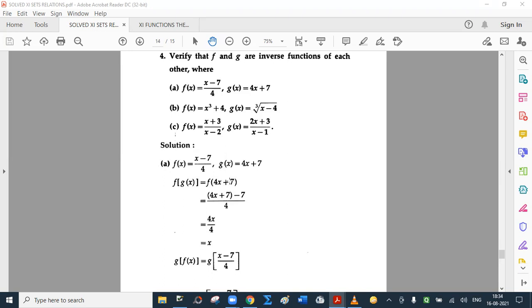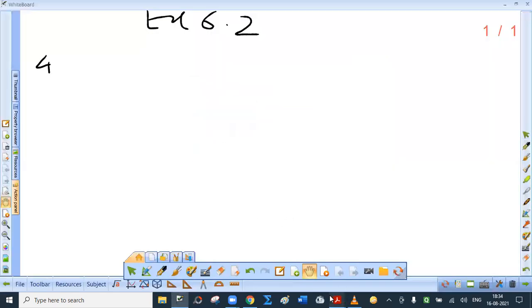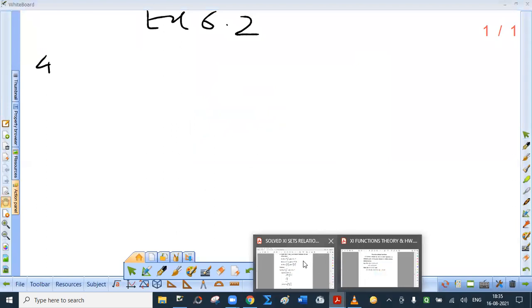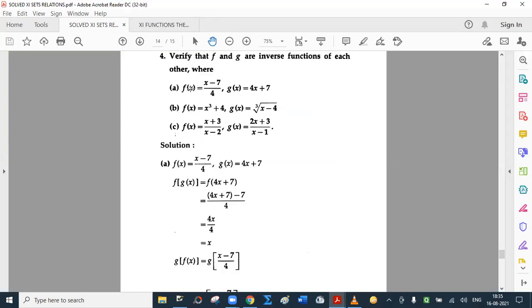Now to get f of 4x plus 7, you should know f of x. See the cursor? You have to use common sense. That is why most of the students find this difficult, because as they say, common sense is uncommon. See, whatever is written here, subtract 7 and divide by 4. What is written here? 4x plus 7. So subtract 7 from that and divide by 4. Yes, 4x upon 4, that is x.